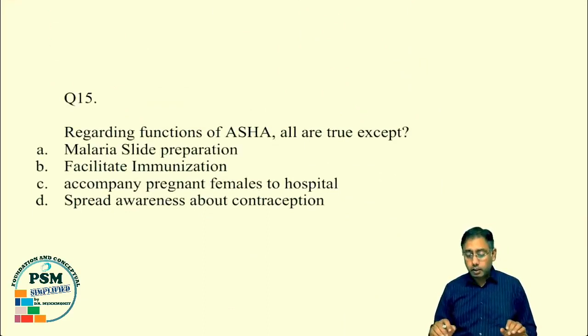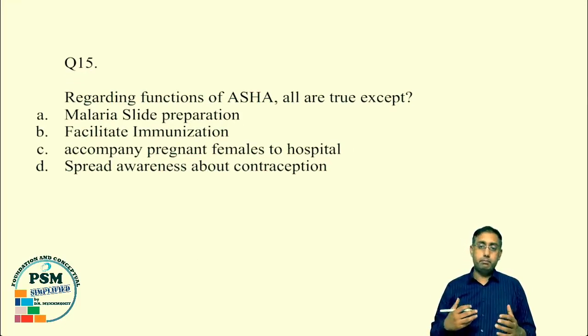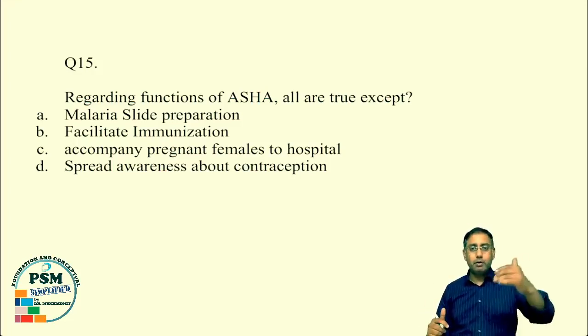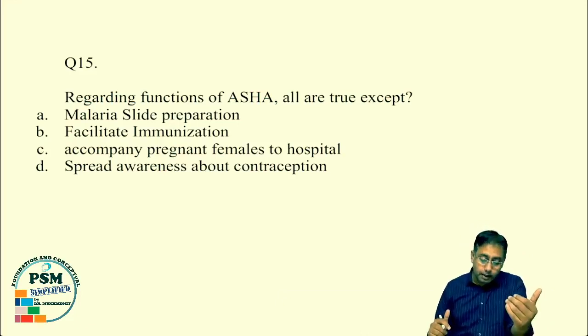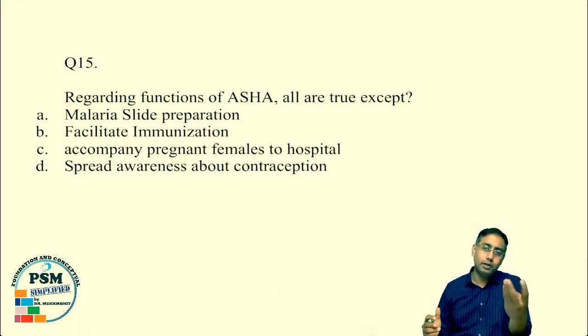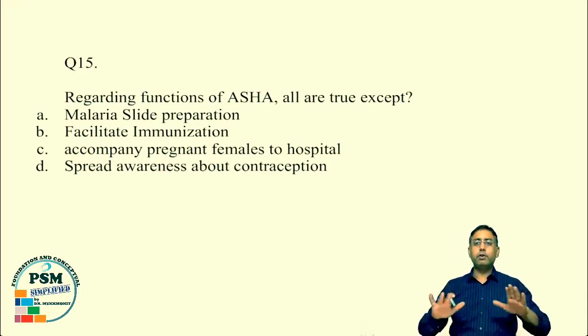Regarding functions of ASHA, all are true except. So this was a funny MCQ. It was an important MCQ. Many students have complained that they were not able to do it, but it's a very direct question. So all those who could do it, three cheers for you. You have already scored very nicely, and you're way beyond the other students. Good job done. Regarding functions of ASHA, we all know ASHA is a voluntary, incentive-based worker, 25 to 45 years of age, and she does all the work at the village level, grassroots level, for the community.